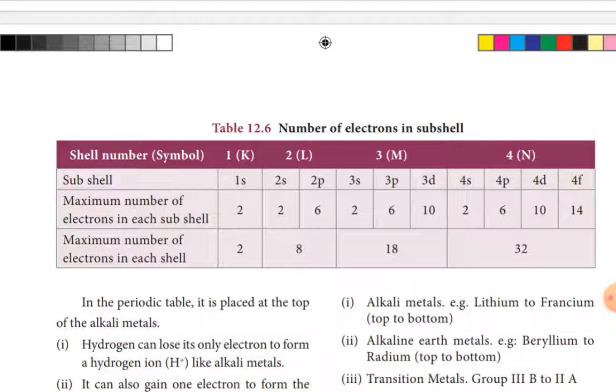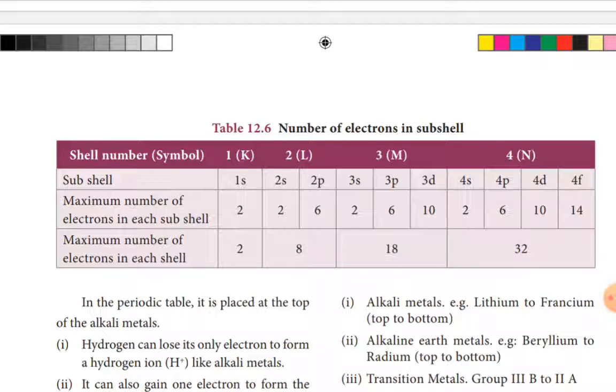So there are 4 subshells, which you have already learned in the previous class: s subshell, p subshell, d subshell, f subshell. All of these you write in small letters. The first can have a maximum of 2 electrons. The second can have a maximum of 8 electrons. Then the next is 18.